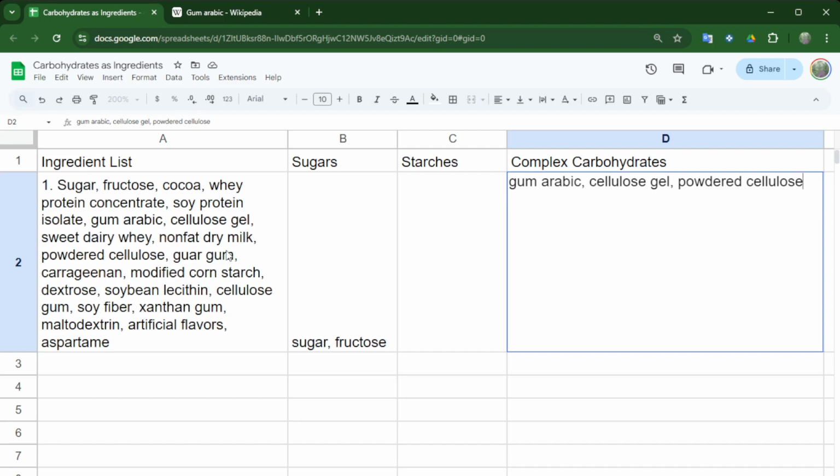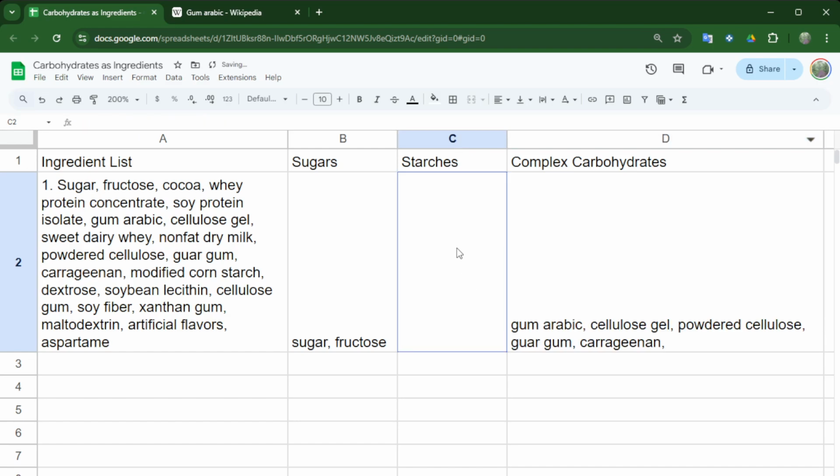Okay, guar gum, another gum, another complex carbohydrate. Carrageenan, this is another one that we have talked about in the book and in the lecture. So, carrageenan. Okay, modified cornstarch. This one's easy. Make sure you put the whole name here. Modified cornstarch. Don't just put cornstarch.